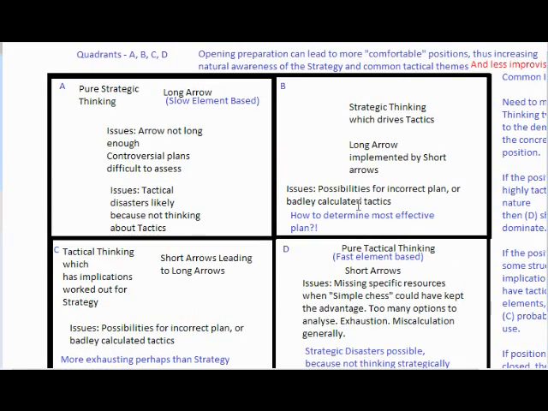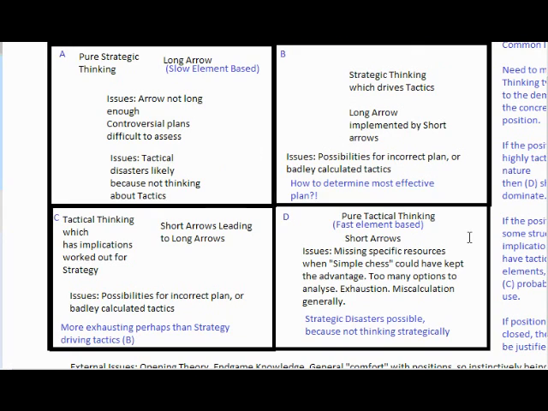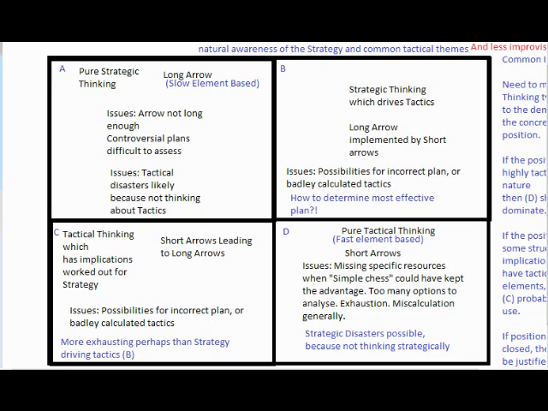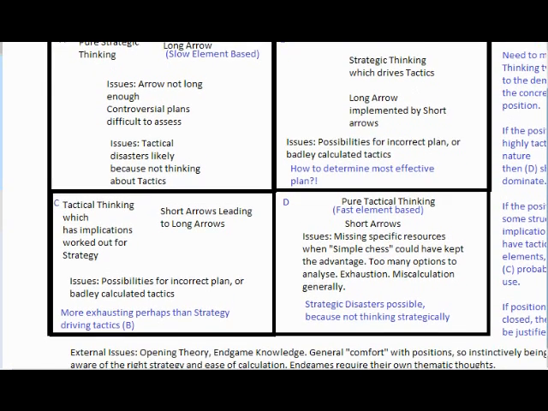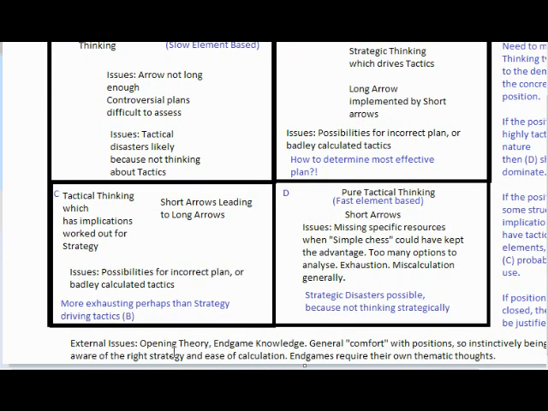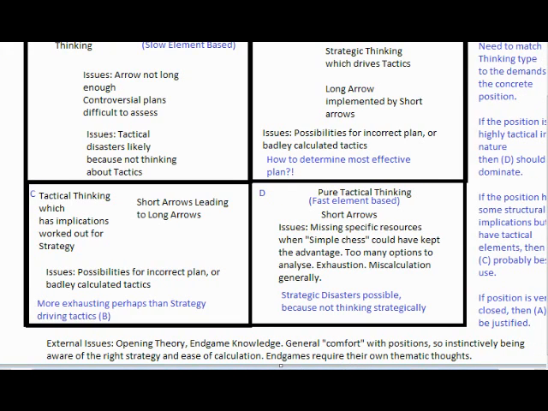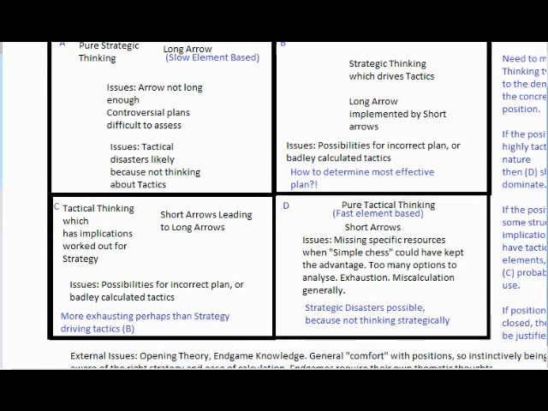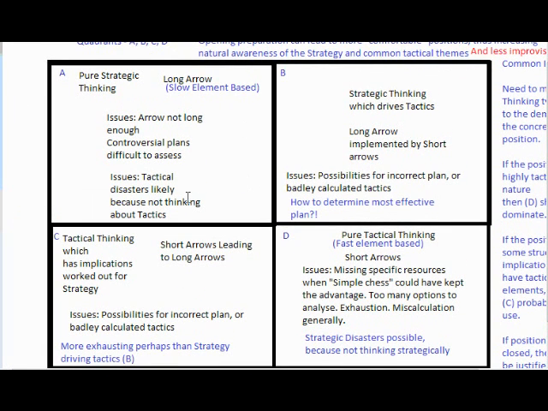So sometimes playing an offbeat opening can wobble the opponent strategically. Even if you're both tactically the same sort of skill level, you might be aware of more of the ideas because you're more comfortable with positions after a chosen opening. I also mentioned other external issues, so opening theory generally, and endgame knowledge. Endgames require their own thematic thoughts. That's why I'd like to do quite a few endgames to study the themes of particular endgame positions, because this is really about middlegame, strategy versus tactics, this quadrant model.